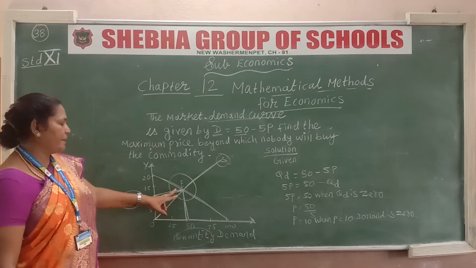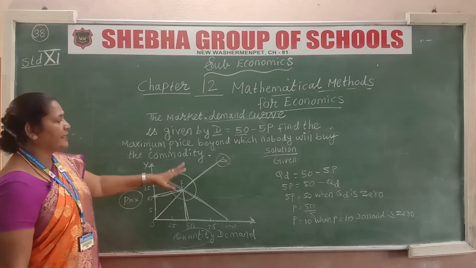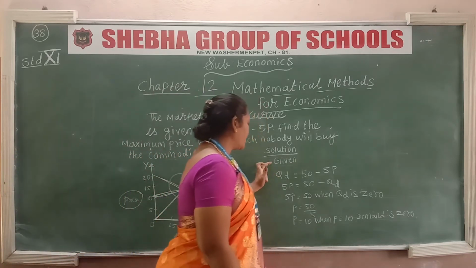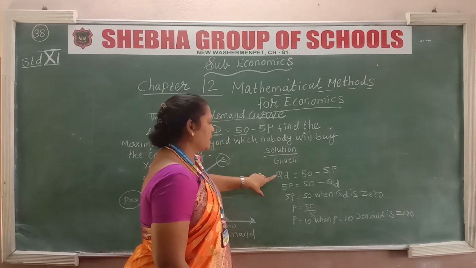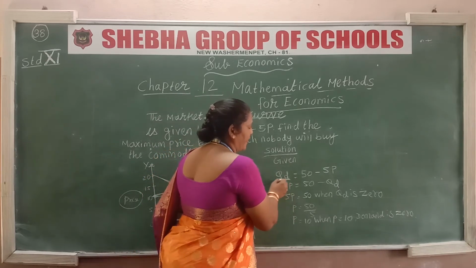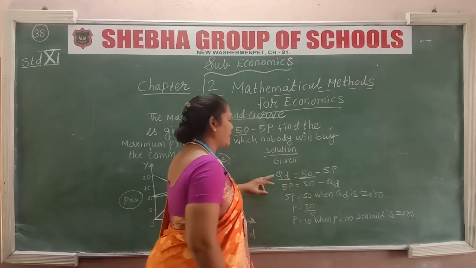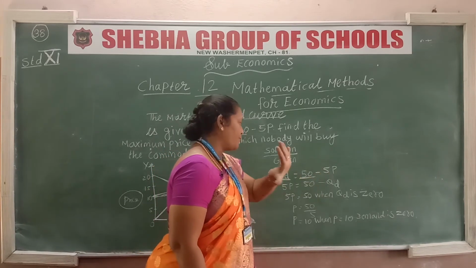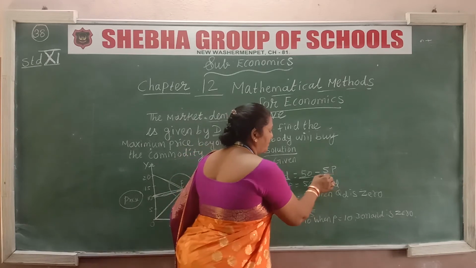Okay? So this meeting point is the equilibrium. Now let us see the solution. What solution have they given for this? So given the quantity demand, what have they given for the quantity demand? It is 50. What is the quantity demand? 50. So here, what is the value of the price? They have given 5. So the value of the price is 5.